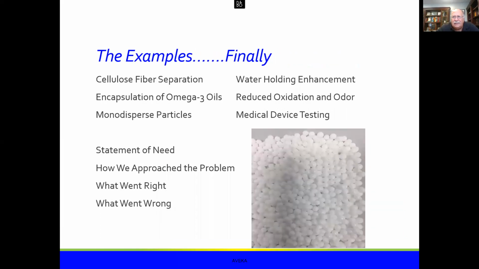So let's get to the examples finally. After I've chattered for quite a bit here, the examples are what we're here about today. And I'm going to give you 3 examples of cellulose fiber separation, encapsulation of omega-3 oils, monodispersed particles, and for all kinds of different reasons. And what I'm really going to focus on, the statement of the need, how we approach the problem, what went right and what went wrong. Because I can tell you, almost anytime you try to come up with a new engineered particle, you should be prepared for both the right and the wrong, because it happens again and again and again.